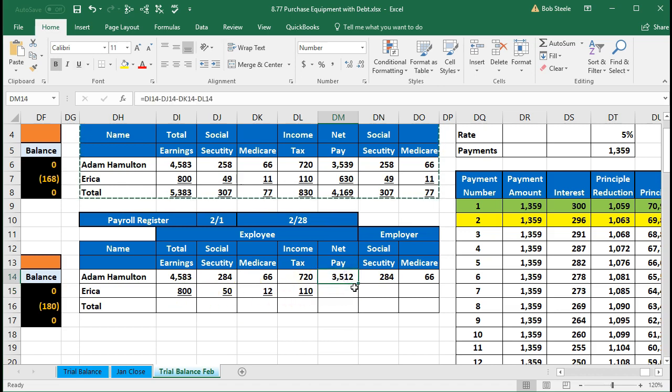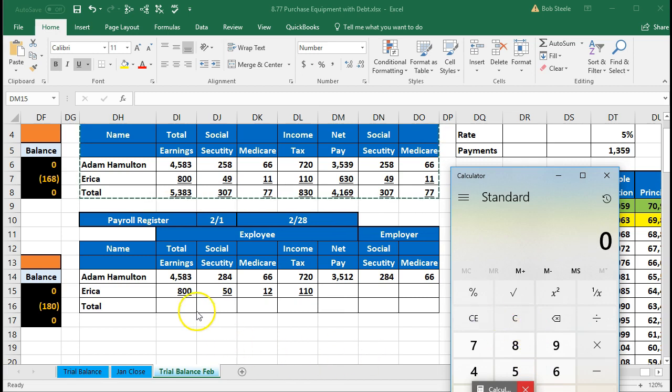You might be thinking, and it would be a good thought if you were, that we could just copy this down, but we want to use a bit different of a formula and just do the calculations in order to get the calculations. Let's do it in a calculator first, just so we don't, sometimes it's easier to see that way. So it's just 800 minus 50 minus 12 minus 110 gives us 628.